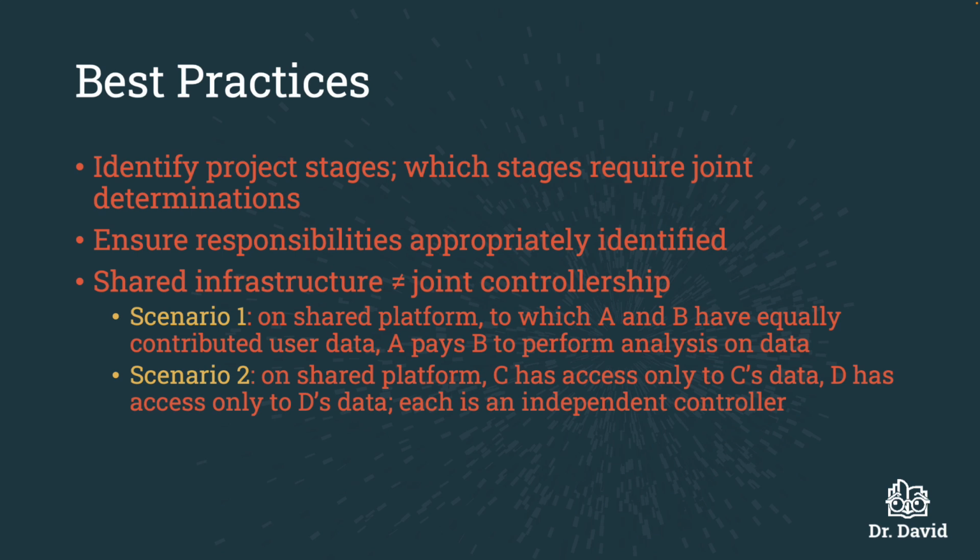So again, we have a shared platform, infrastructure as a service, platform as a service, cloud, whatever. On our shared platform, let's imagine we have 2 actors, an A and a B. So A and B equally contribute user data to the platform. That data is commingled, and A pays B to perform analysis on the data. So A is contributing, B is contributing, and in the end, A says, hey, I want you to take all of this data that we've both contributed, and I want you to perform analysis on it. All right? What do you think?